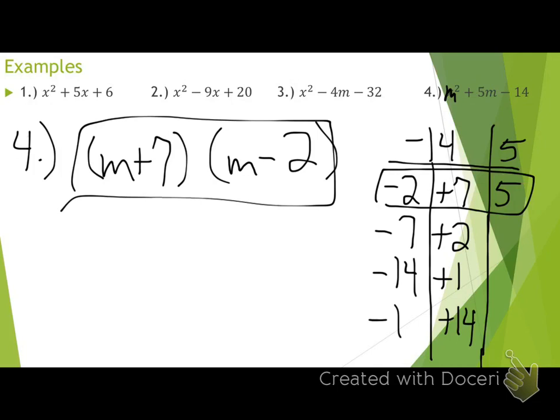Wait, you don't have to check it every time? No. If it tells you to check it, you need to check it. If it does not tell you to check it, you don't have to check it. Is it going to say check it? It might not.